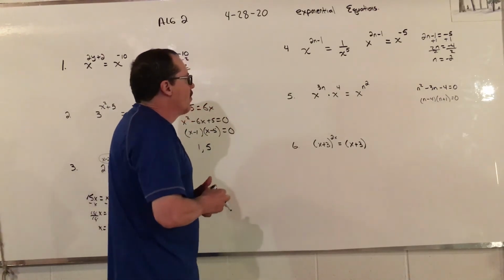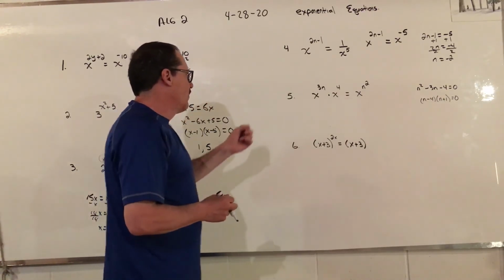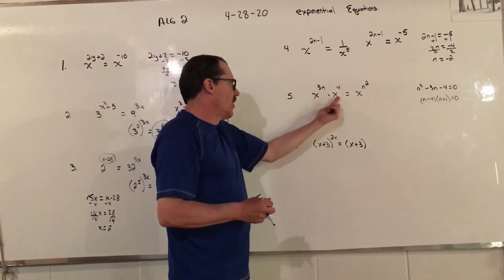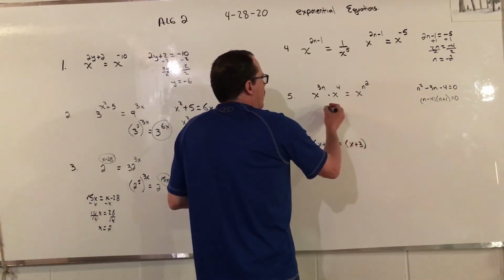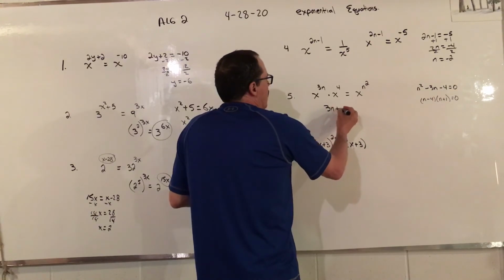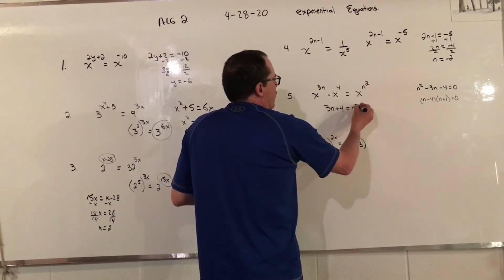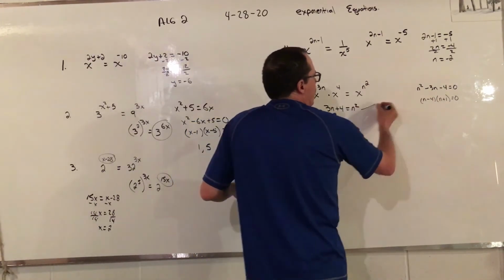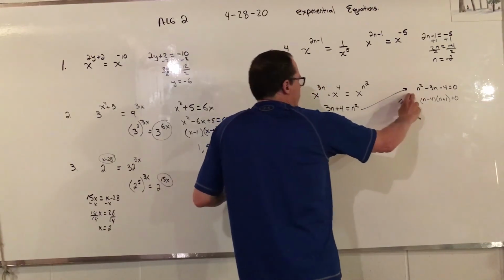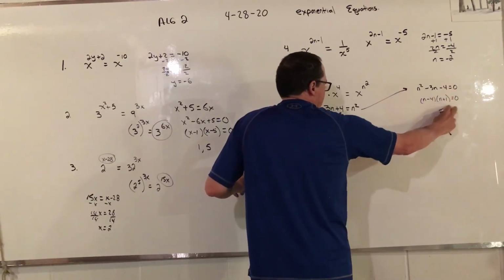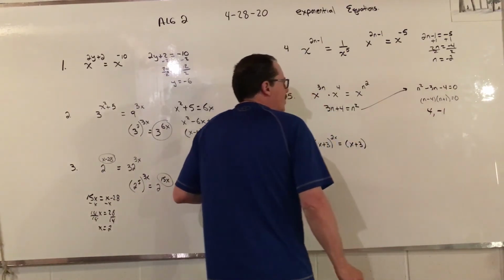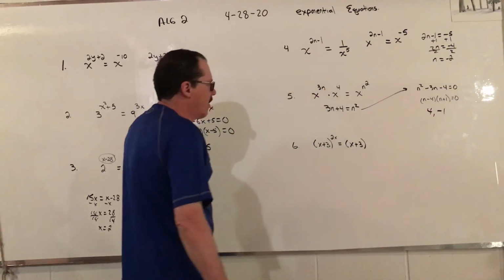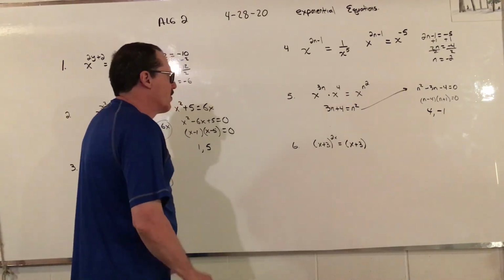Okay, then I'm going on to this next one. We learned yesterday that when you multiply like bases, the exponents actually add together, and so we get 3n plus 4 equals n squared. What I did over here is put that in standard form, and then I factored it, and that would give me 4 and negative 1 as the two answers that would make that side equal to the other.